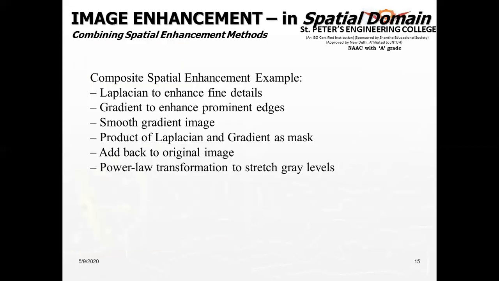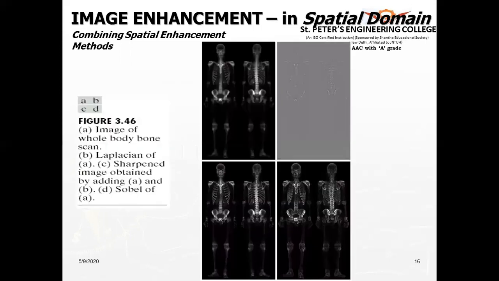So we can use all the methods whatever we have used so far to perform the composite spatial enhancement, so that we can get a very good result. So you can use the Laplacian and then followed by a gradient, then smoothing operation. Then you can use a Laplacian and gradient mask. Then you can add back to the original image, and you can use the power law for stretching the gray level intensity. So this is the image of a whole body scan, where all the spatial enhancement methods are used.